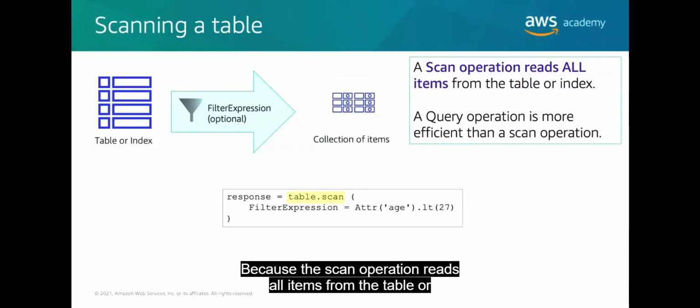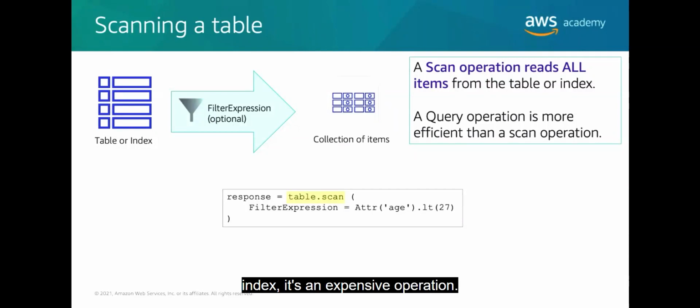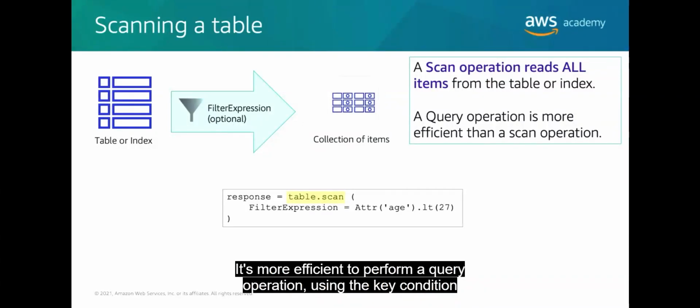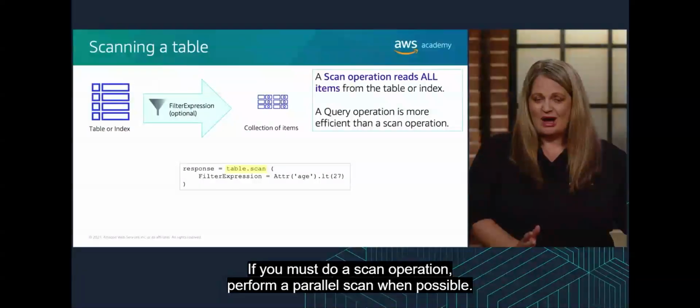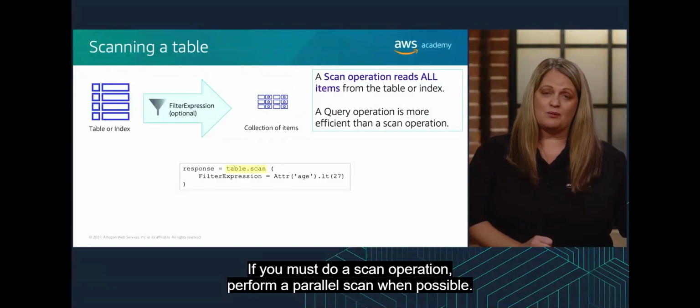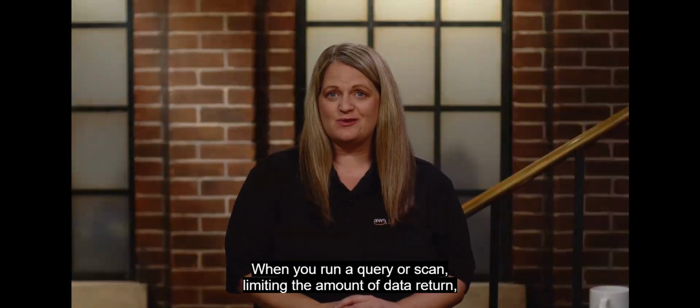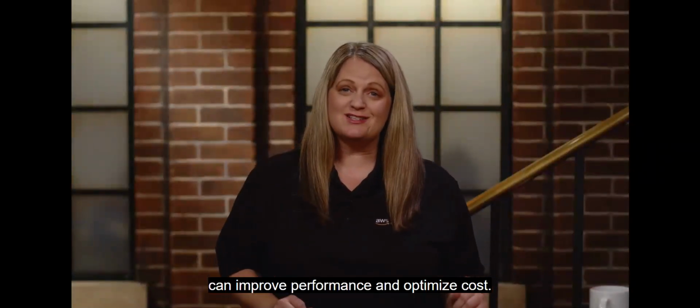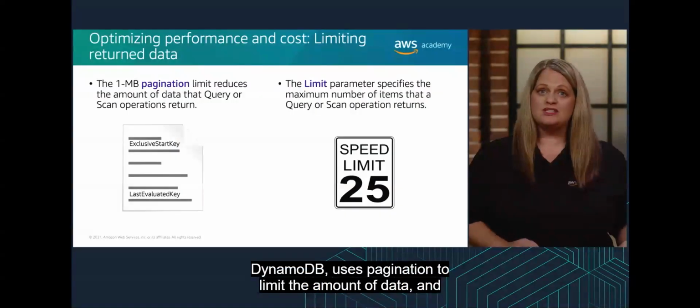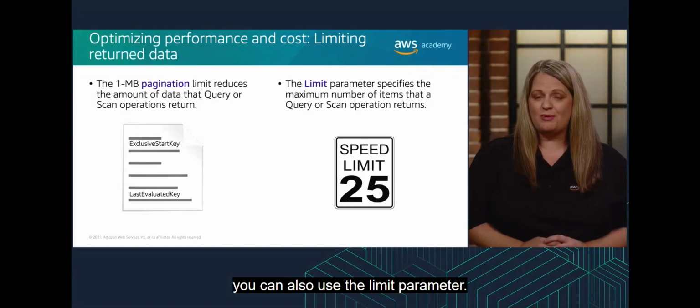Because the scan operation reads all items from the table or index, it's an expensive operation. It's more efficient to perform a query operation using the key condition expression to return only the data that your application needs. If you must do a scan operation, perform a parallel scan when possible. When you run a query or scan, limiting the amount of data returned can improve performance and optimize cost. DynamoDB uses pagination to limit the amount of data, and you can also use the limit parameter.